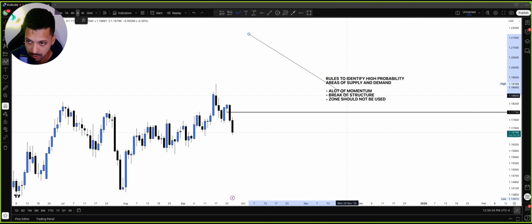Rule number two is break of structure. So we can see this push right here broke this structure to the left and is currently also breaking this structure to the left. So rule number two is met. Rule number one is met. Now the last rule, the zone should not be used.